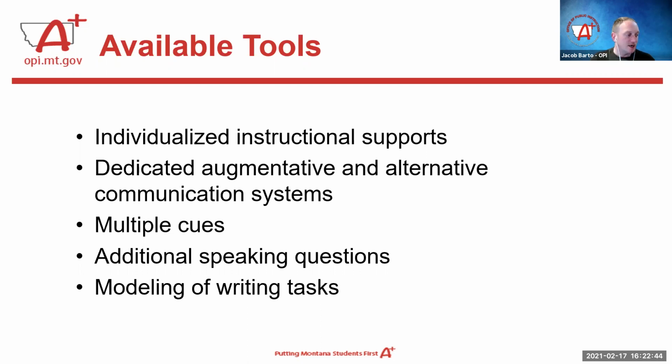Students may use dedicated augmentative and alternative communication systems, as long as those are, again, designated in their IEPs and used in everyday communication and instruction. TAs may provide additional cues if a student answers incorrectly or does not provide an answer to the initial question. And this is all laid out in the training for Alternate ACCESS as well. There are 3 different cues that test administrators can give for each question as they prompt students to answer.